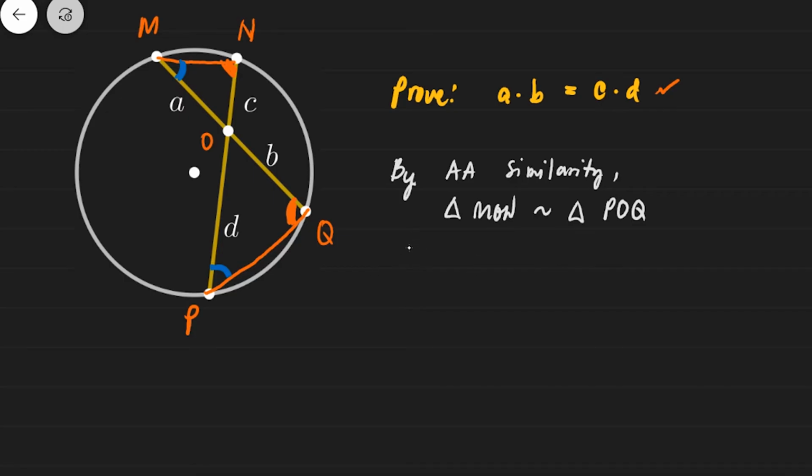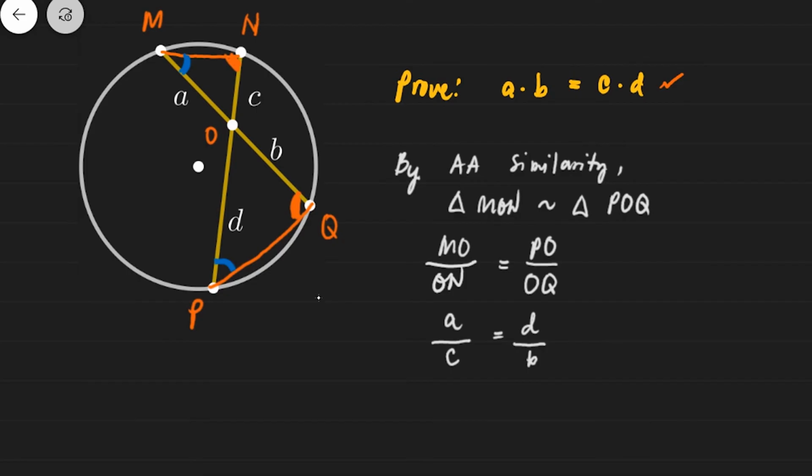So in this case, we can say that segment MO over ON is equal to PO over OQ. MO in this case is A, ON is C, and PO is D, and OQ is B. Okay, if we cross multiply, we'll have A times B equals C times D. Okay, the proof of the other theorems will be the same.